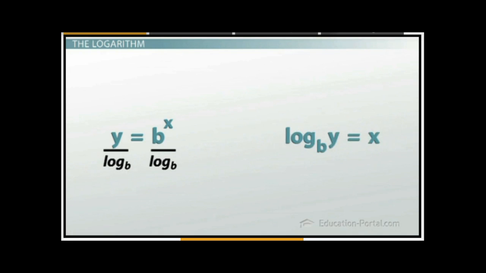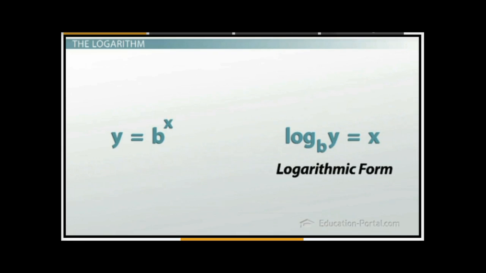Exactly the same with exponentials. I can have a statement y equals b to the x power. But by taking the log base b of both sides, I undo the exponential. The x is now by itself, and on the other side, I have log base b of y. Log base b of y is the logarithmic form, while y equals b to the x is the exponential form, but they both are equivalent statements.